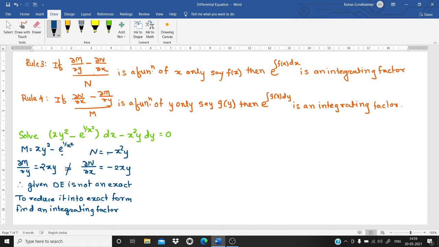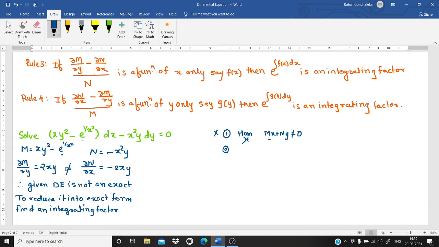Our first way is whether the differential equation is homogeneous and Mx plus Ny is non-zero. If both conditions are verified, we go with rule 1. But just look here, x into y square: the degree of x is 1, y degree is 2, 1 plus 2 becomes 3. But look at the second term, e raised to 1 upon x square. Can you define the degree of e raised to 1 upon x square? No, we cannot define. So of course this is not homogeneous. One of the conditions fails, so rule 1 is omitted.